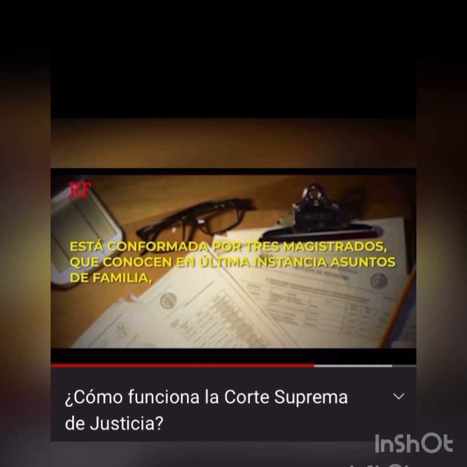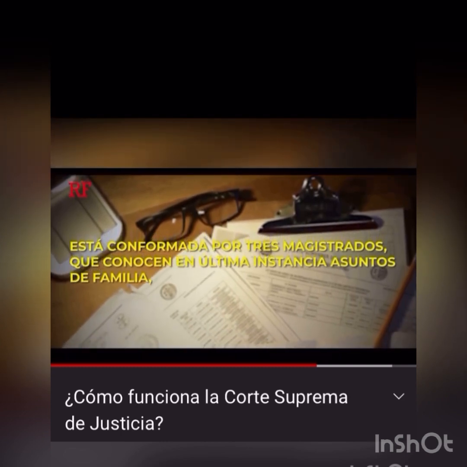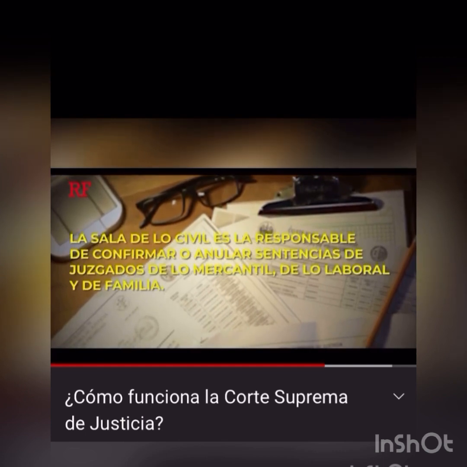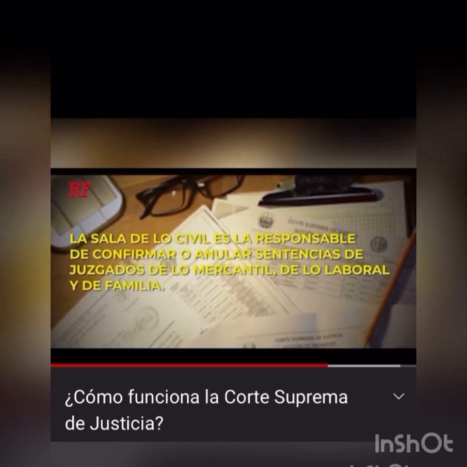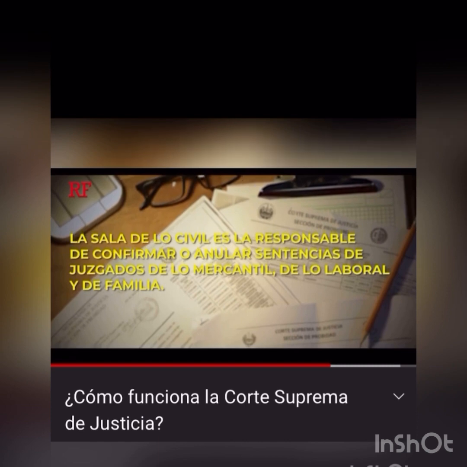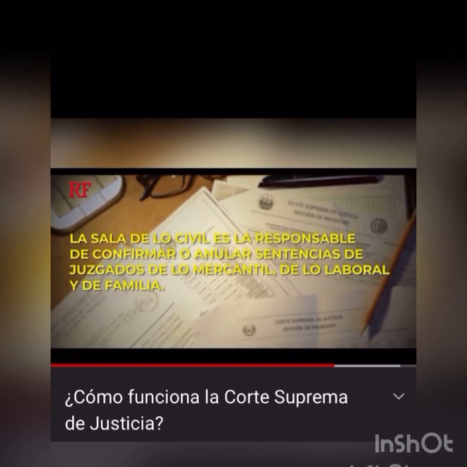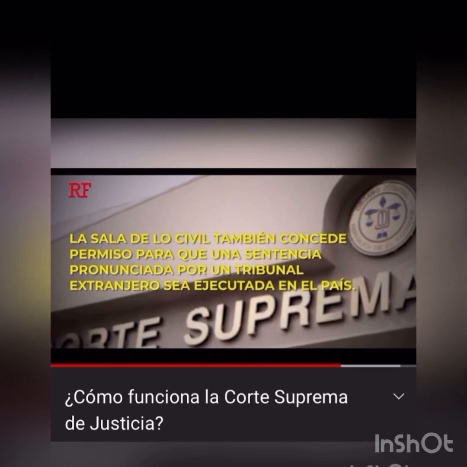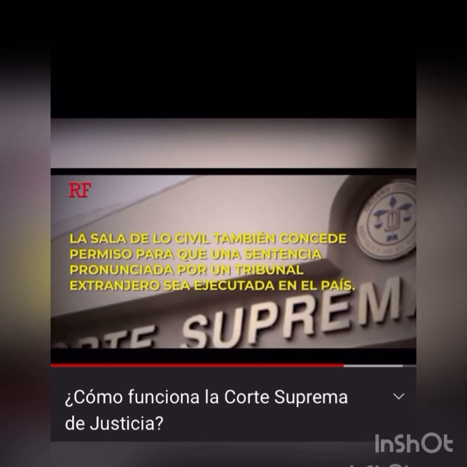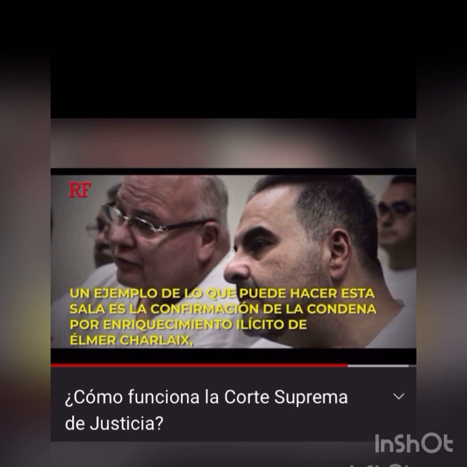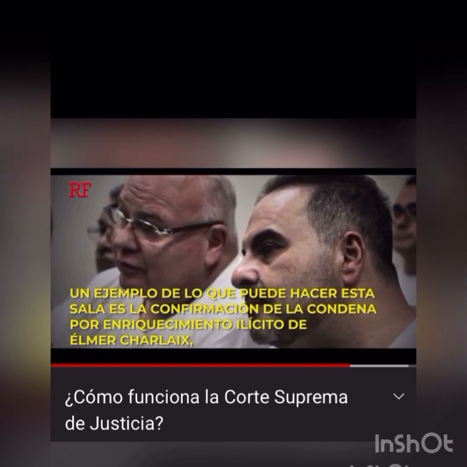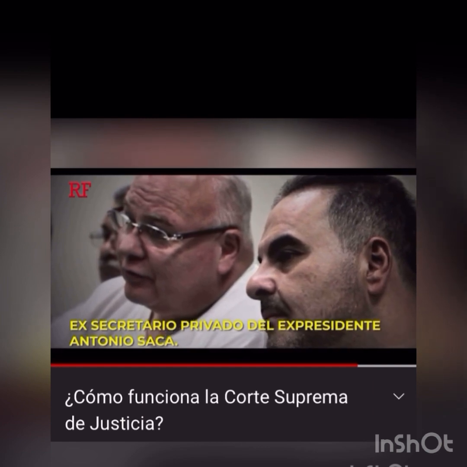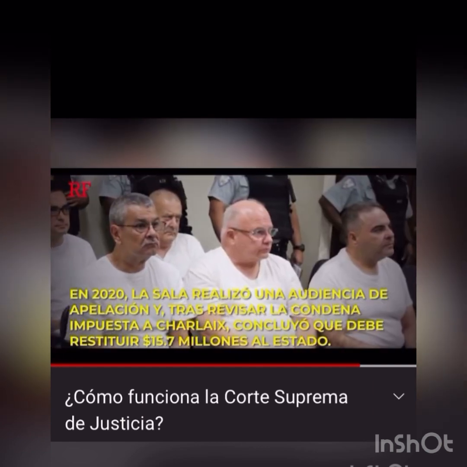The Civil Chamber is made up of magistrates who handle family matters and preside in cases of illicit enrichment. The Civil Chamber annuls sentences of commercial and family courts. The civil courts also grant permission for a sentence pronounced by a foreign court to be enforced in the country. An example of what this court can do is the confirmation of the conviction for illicit enrichment.